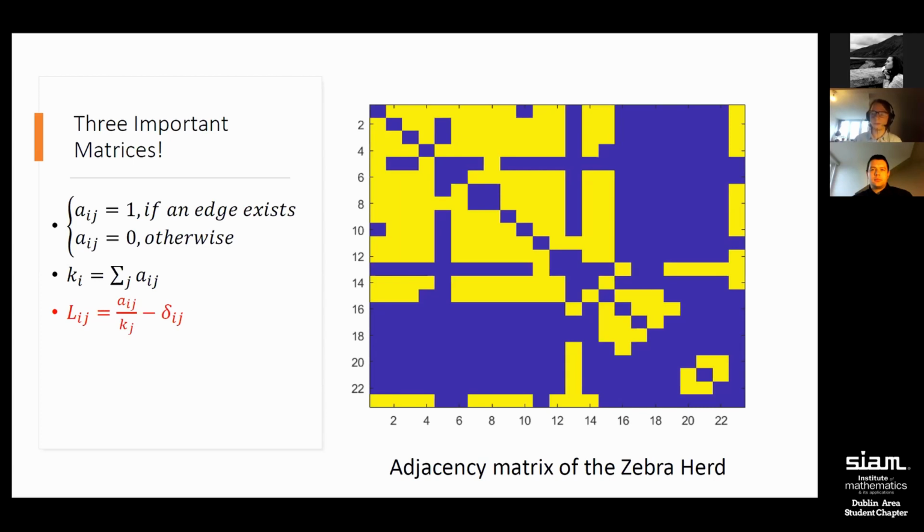And last, but most importantly, we've got the Laplacian. So this models diffusion in your network. So it allows individuals to move from node to node. And it's your adjacency matrix divided by the degree minus a Kronecker delta. So your Kronecker delta is 1 if i is equal to j and is 0 otherwise. And on the right, I've got a pictorial representation of the adjacency matrix of our zebra herd from the beginning. So you can see in the upper left, that's that really densely connected little cluster. And then towards the bottom right, you'll start to see a couple of these little cliques.